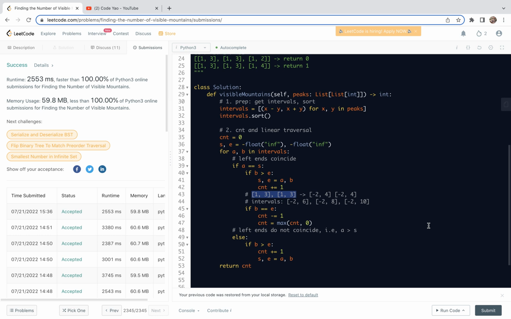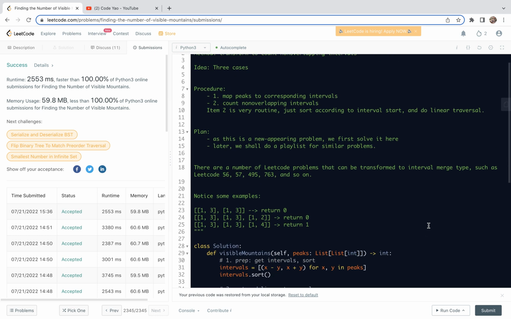So as we mentioned, there are quite a number of problems that can be transformed to interval merge type.